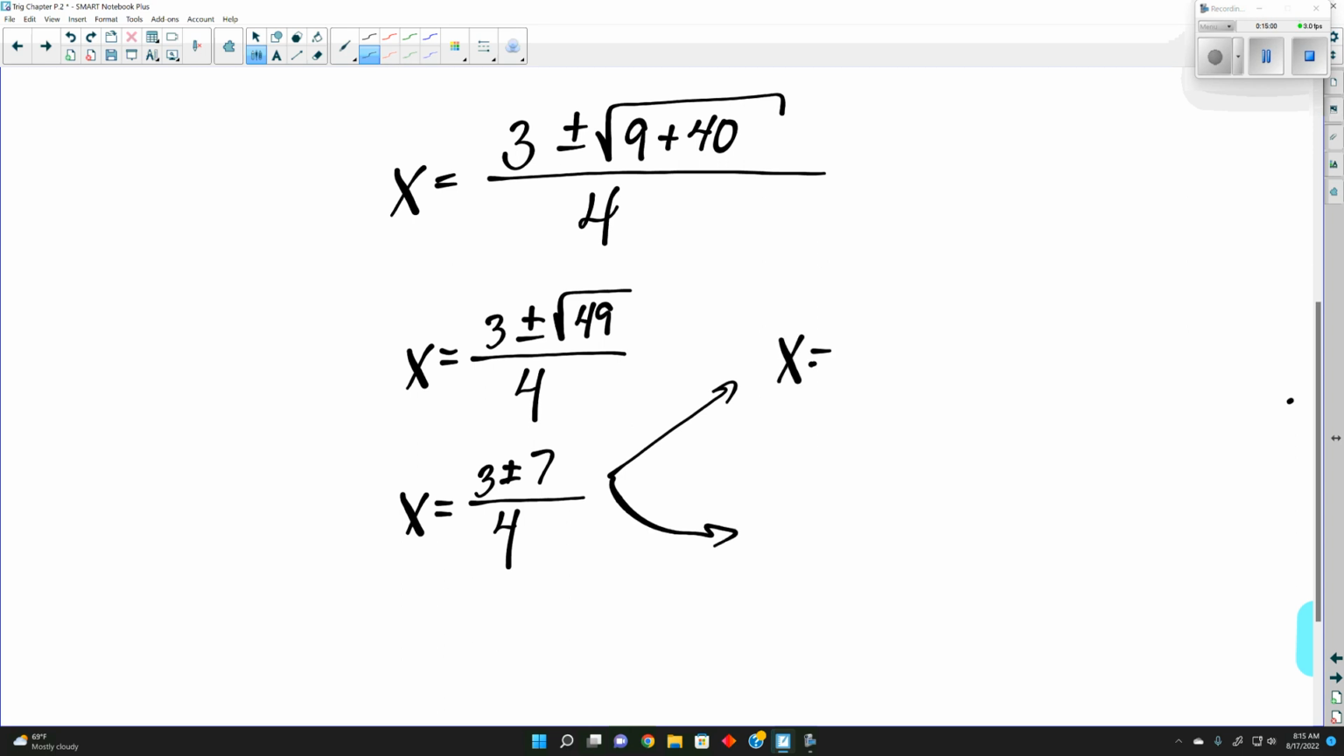Because what we're saying is that we have x is equal to (3 plus 7) over 4. And we also have that x is equal to (3 minus 7) over 4. And again, at this point, if you wanted to type this into the calculator, go for it. You can plug in 3 plus 7 divided by 4, hit enter, and it'll tell you that it is 5/2.